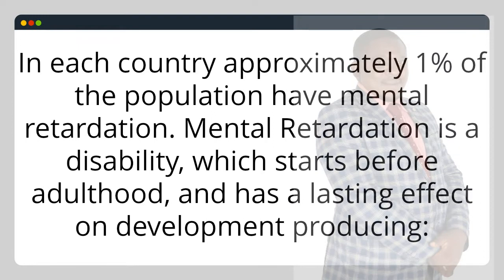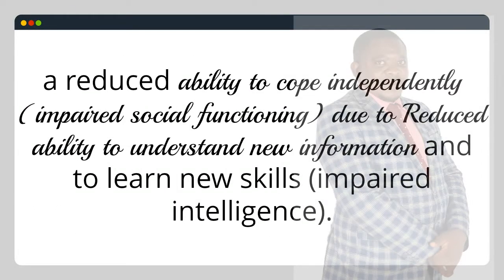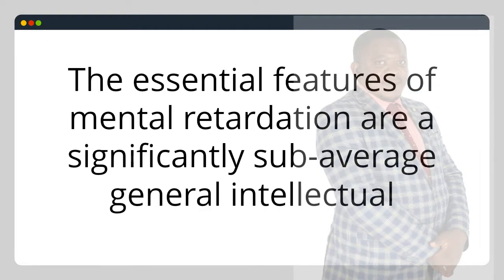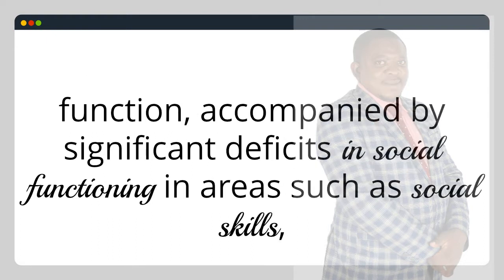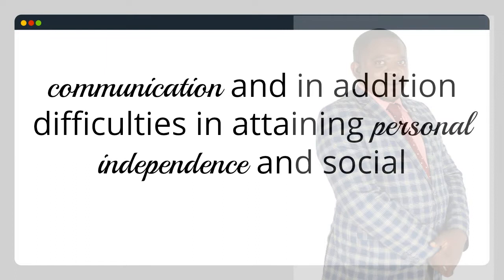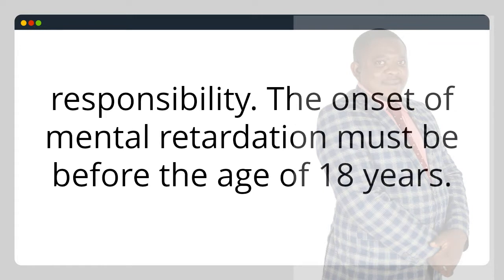Introduction. In each country, approximately 1% of the population have mental retardation. Mental retardation is a disability which starts before adulthood and has a lasting effect on development, producing a reduced ability to cope independently, impaired social functioning due to reduced ability to understand new information and to learn new skills, and impaired intelligence. The essential features of mental retardation are a significantly sub-average general intellectual function, accompanied by significant deficits in social functioning in areas such as social skills, communication, and in addition difficulties in attaining personal independence and social responsibility. The onset of mental retardation must be before the age of 18 years.